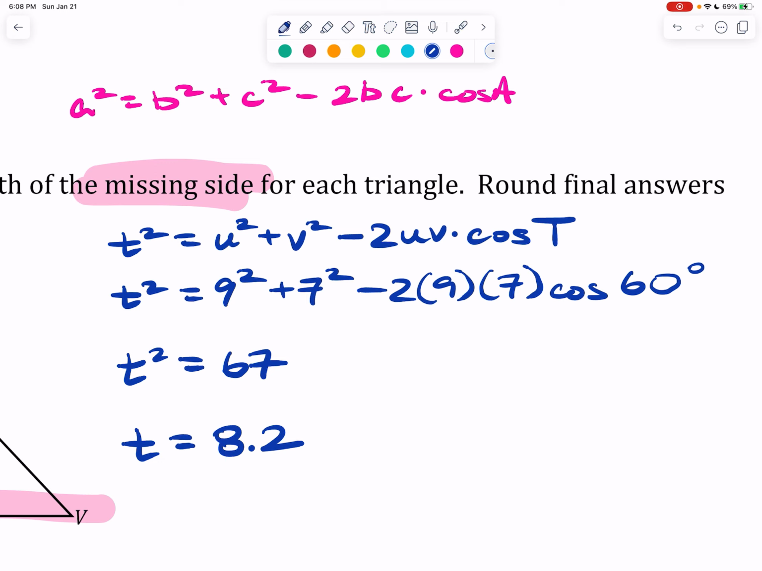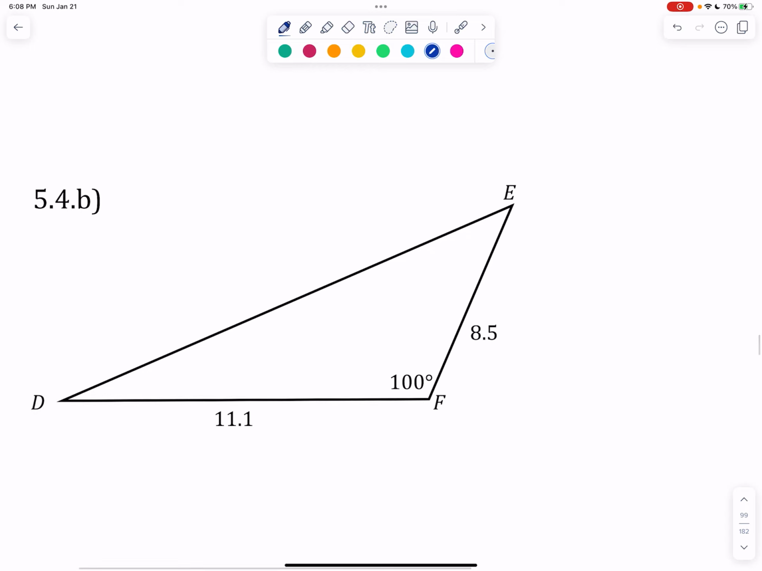And we're back. Hopefully you've given it 5 minutes and you've tried these examples. I'm going to now. We're missing side F.